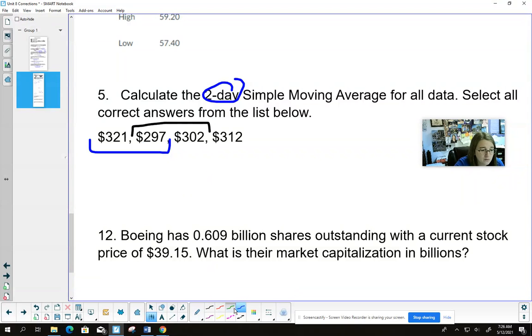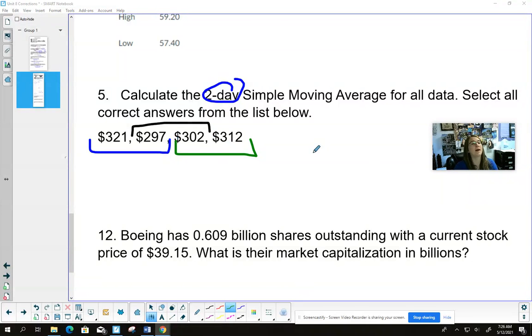That's your second answer. And your third average is the average of the last 2. So add them, divide by 2. There's your first answer. Add them, divide by 2. There's your second answer. Add them, divide by 2. That's your third answer. So you had to know what it meant by moving average. As well as that, yes, there's 4 numbers, but it's a 2-day average. That means 2 days at a time.